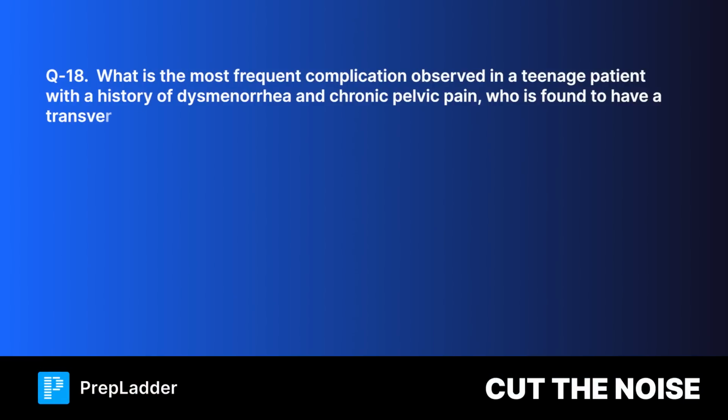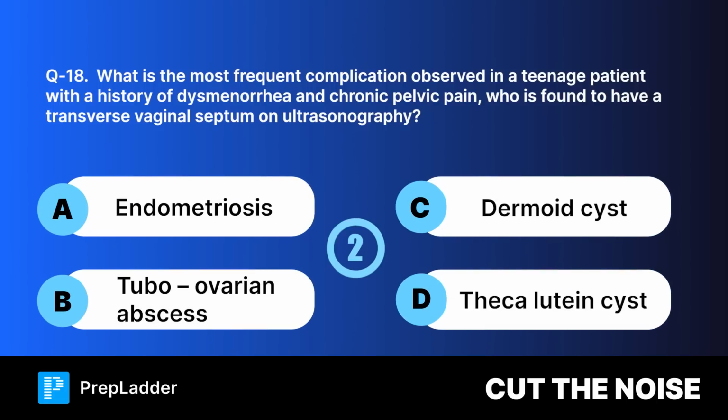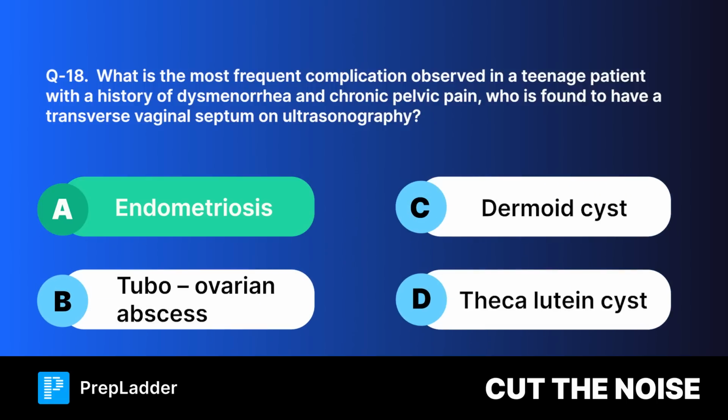What is the most frequent complication observed in a teenage patient with a history of dysmenorrhea and chronic pelvic pain, who is found to have a transverse vaginal septum on ultrasonography? Your options are, and the correct answer is endometriosis.